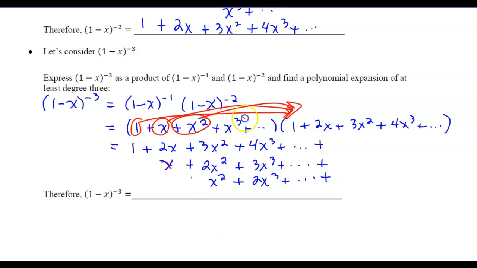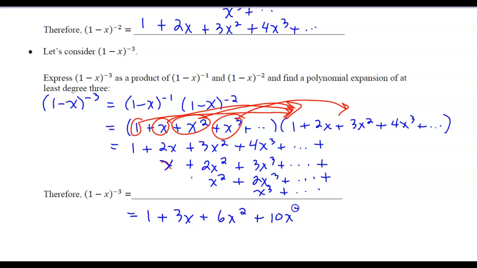And then the last one will be x cubed. Okay, and so I've kind of run out of space, but that's going to equal 1 plus 3x plus 6x squared plus 10x cubed.